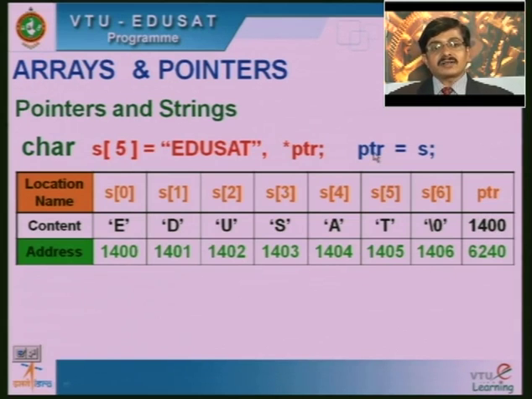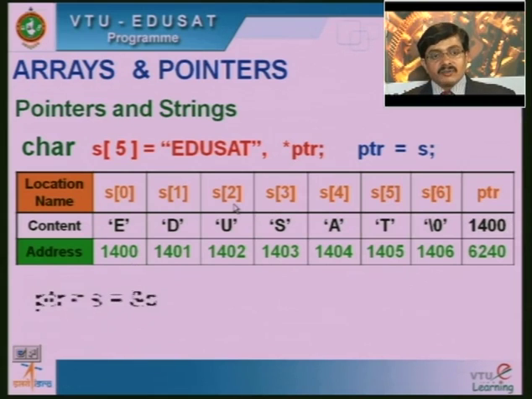PTR is also a variable, a pointer variable, which will get allocated in some other memory location. I am assuming here the address of PTR is 6240, and the value it is holding is the base address of the array S, which is an array of characters. So here 1400 is the base address of this array S, and that will be held in the pointer variable PTR. PTR is a pointer to char here. Now we can see PTR is equal to S is equal to ampersand S here, which are all holding the same value 1400 in this context.